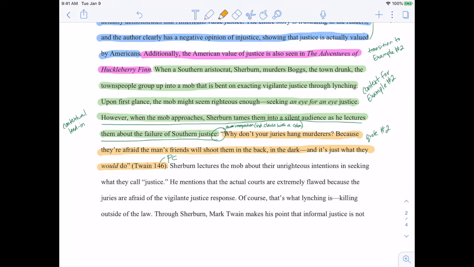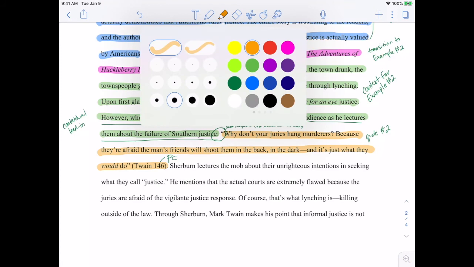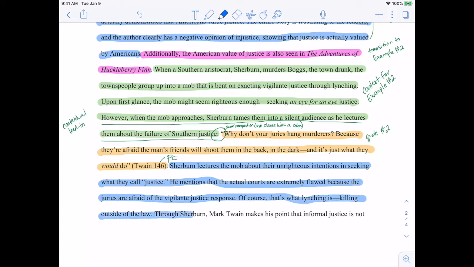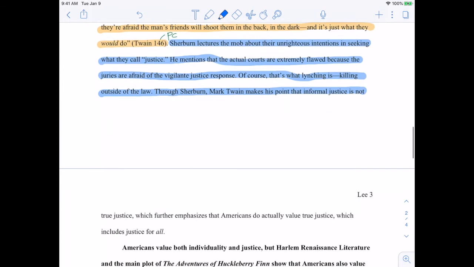After your quote itself, we get back to analysis. Sherburne lectures the mob about their unrighteous intentions in seeking what they call justice. He mentions that the actual courts are extremely flawed because the juries are afraid of the vigilante justice response. Of course, that's what lynching is, killing outside of the law. Through Sherburne, Mark Twain makes his point that informal justice is not true justice. And I'm going to stop there.